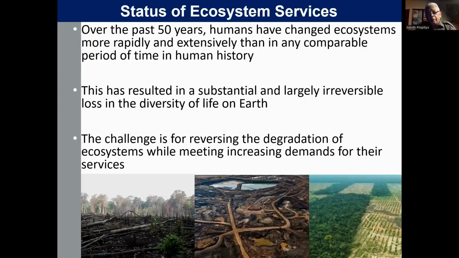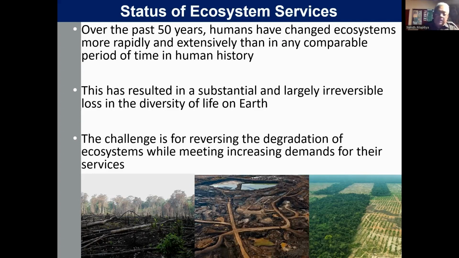Over the past 50 years, humans have changed ecosystems more rapidly and extensively than in any other comparable period of time in human history. That means over the last 50 years, we have degraded our ecosystem so much and changed our environment so much that if you take the entire recorded human history, we have not damaged our ecosystems as much as we have done over the last 50 years. This has resulted in substantial and largely irreversible losses in the diversity of life on Earth.